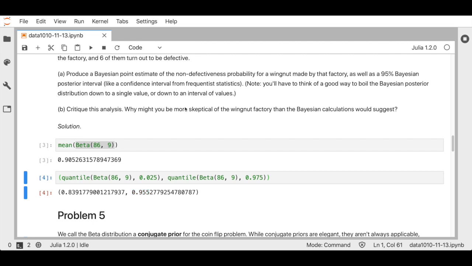So part B says, critique this analysis. Why might you be more skeptical of the wing nut factory than this calculation would suggest? And I think the key assumption you would call into question in a real-world version of this is the IID assumption. So underlying both frequentist and Bayesian statistics is the idea that the observations that we're getting are from the same distribution and they're independent of one another. Whereas a manufacturing process has time as really a crucial component. If there were many recent failures, that's probably an indication of some recent changes that had some adverse effects. So you would update your beliefs in a way that's really different than you would if, for example, you were flipping a coin repeatedly where you can see that the coin is the same, you expect its behavior is not changing at all over time.